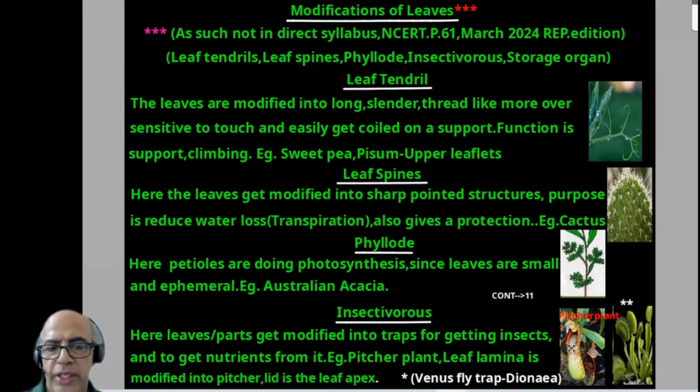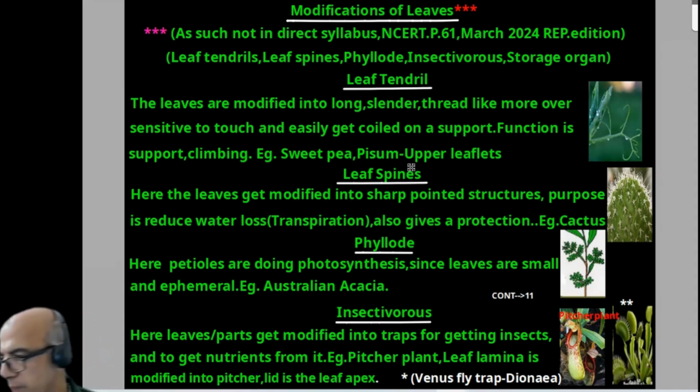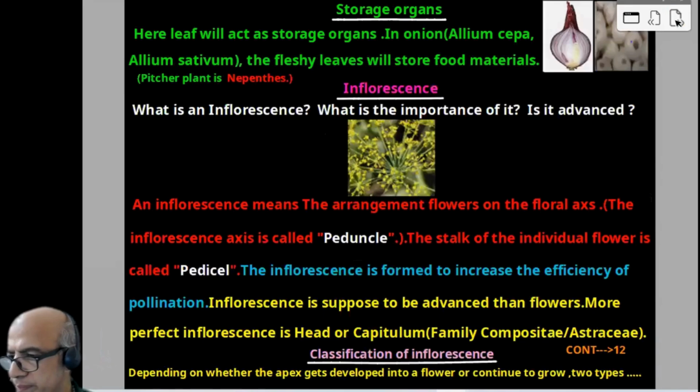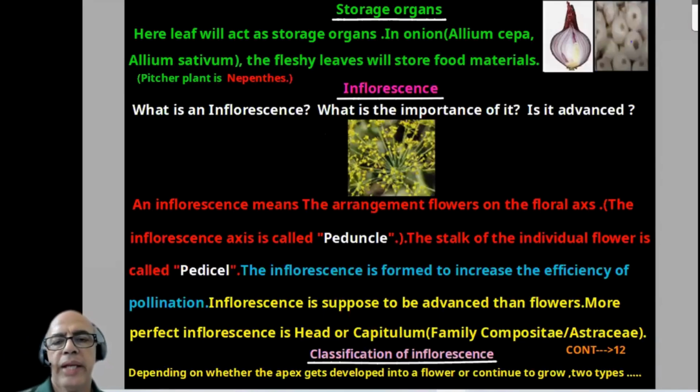Another insectivorous plant is called Venus flytrap. It is called Dionaea. Photograph is there. Now, when we come to the next area, that is storage organ. So here leaves will act as a storage organ. Typical example we already studied in onion, Allium cepa, Allium sativum, fleshy leaves will store food materials.